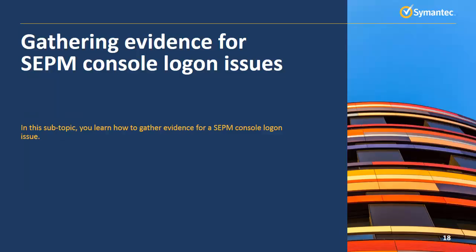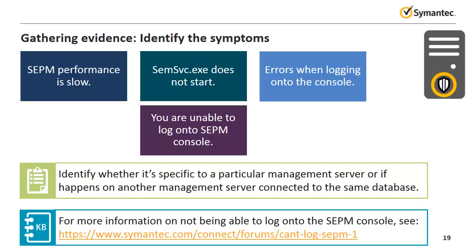So let's apply the troubleshooting methodology from Lesson 1 to resolving console logon issues. When gathering evidence, it's important to identify the symptoms. You may experience several symptoms. For example, errors on the console, poor SEPM performance, or SEPM services may not remain running or even start. Then identify whether it's specific to a particular management server or if it also occurs on another management server connected to the same database. For more information on troubleshooting console issues, see the KB listed on the screen.